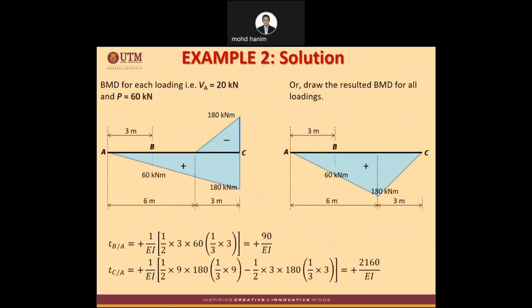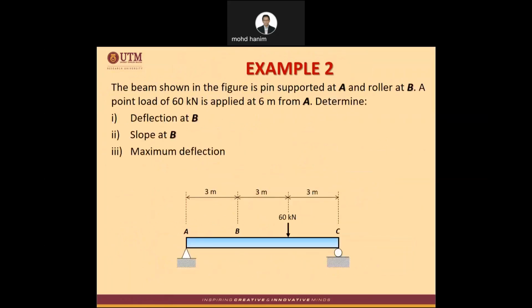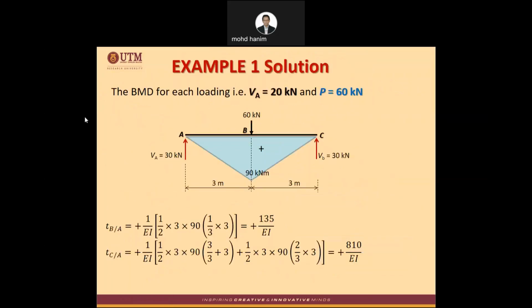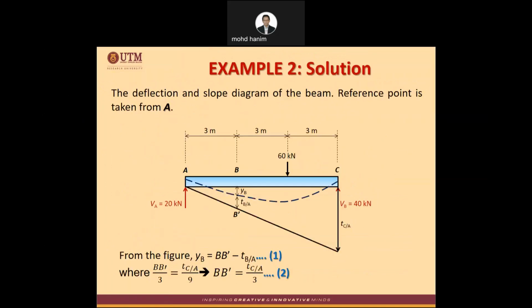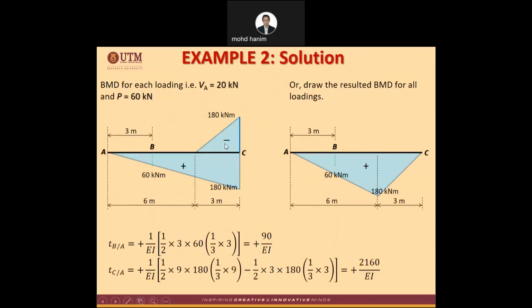So for this example 1 and 2, I show two methods. In example 1, I use the resultant bending moment diagram. In example 2, we use the superimposed bending moment diagram. But of course, when you compare this alternative method, you'll get the same answer here.